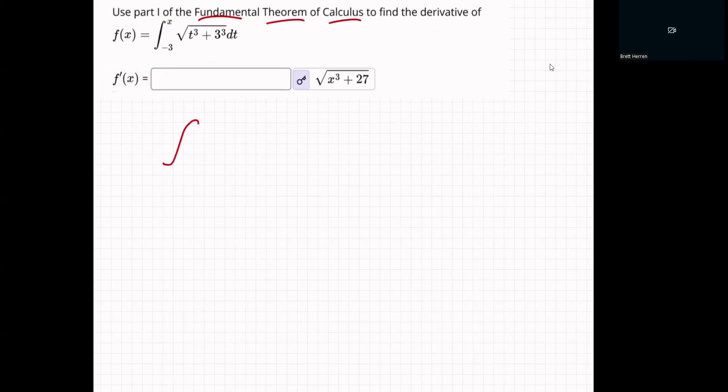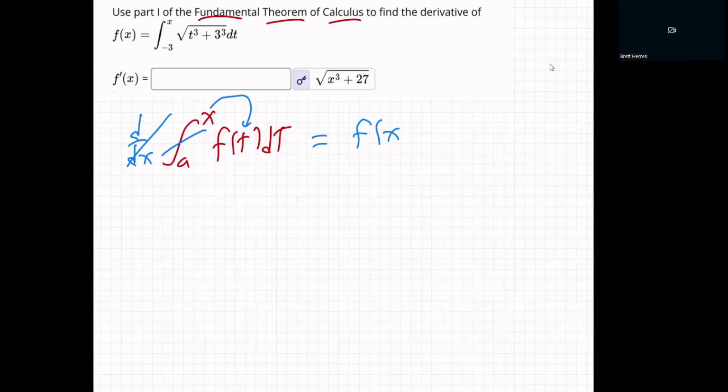If you have an integral from, let's say, a to x of some kind of function f at t dt, and then you take the derivative, the d dx of the integral, what happens is the derivative and the integral cancel each other out, and you can just plug in the x there for t, and the answer is f of x. So the point is, integrals and derivatives are opposites.